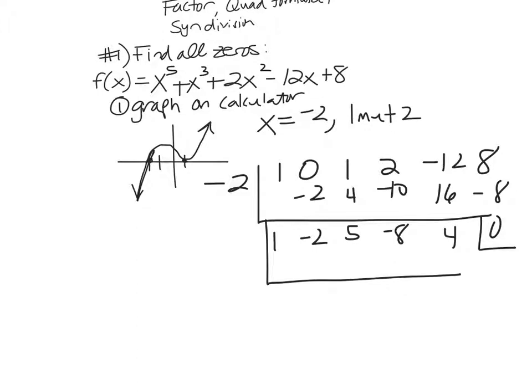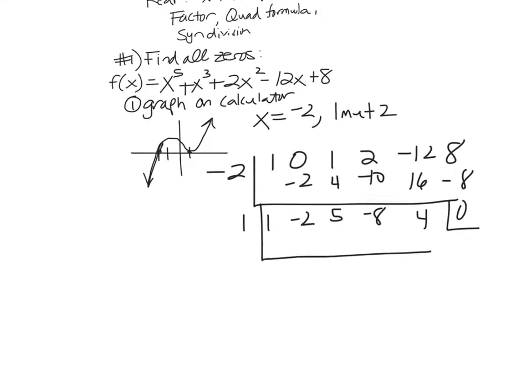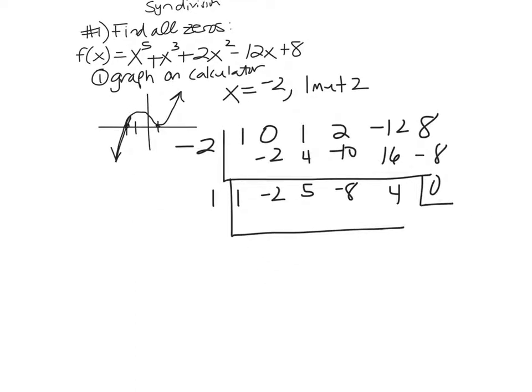And this time I'm going to use 1. 1 is also a zero, so I should get a remainder of 0 at the end. So let's see. 1, 1 times 1 is 1. Negative 1, negative 1 times 1 is negative 1. 4, 4, negative 4, negative 4, and 0. Yay! Okay, so I took it down from a fifth degree to a fourth degree.